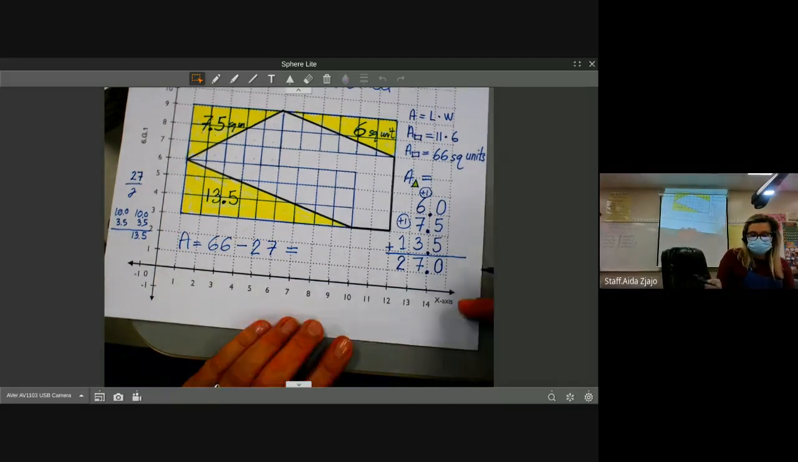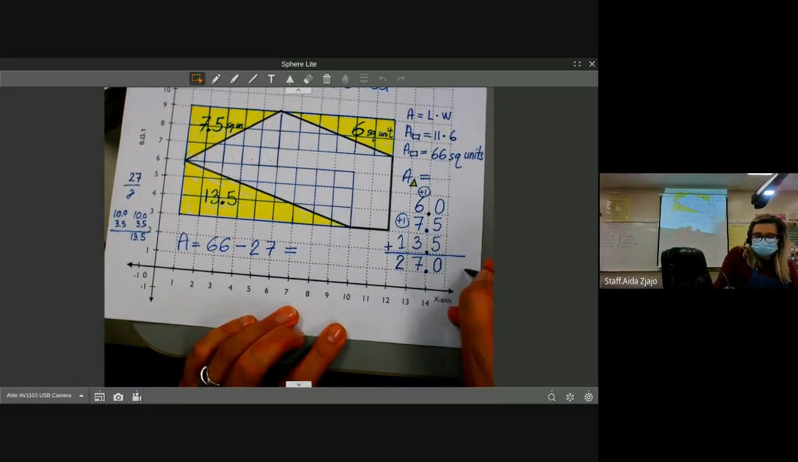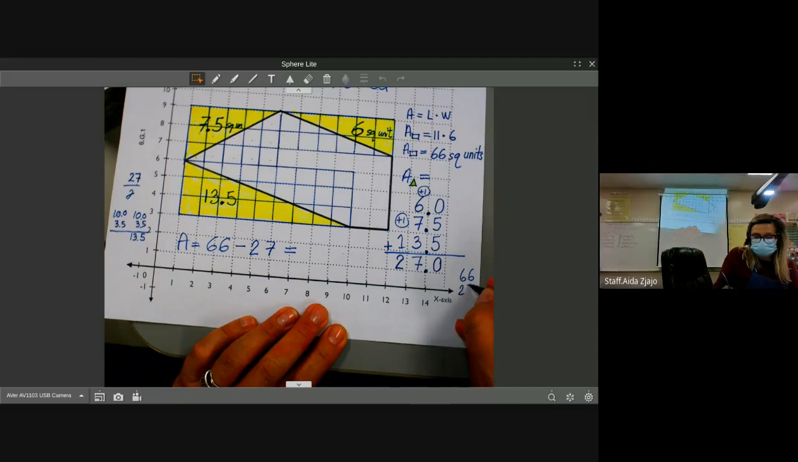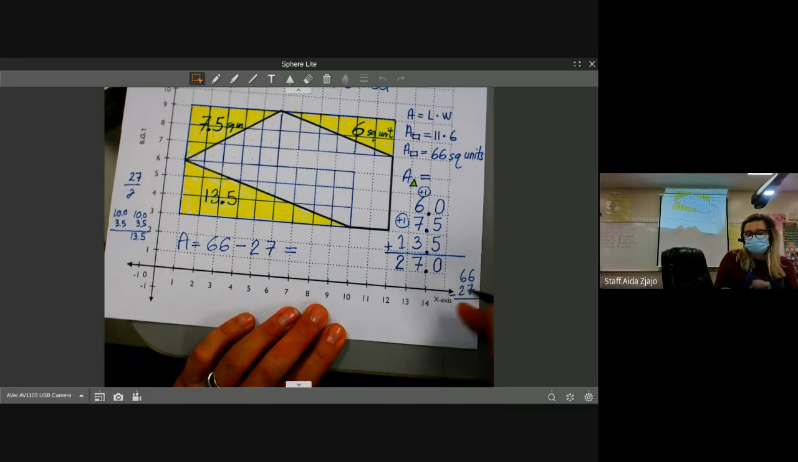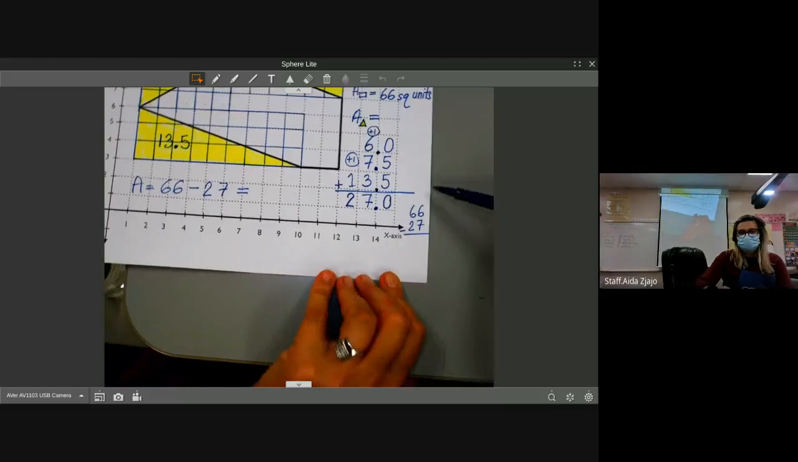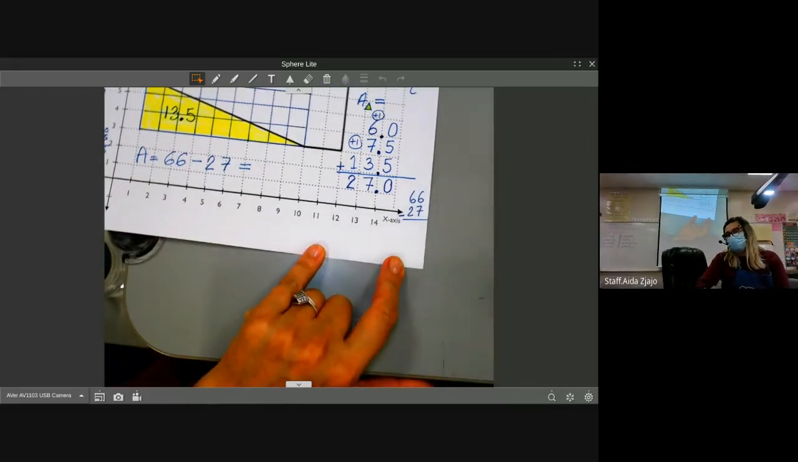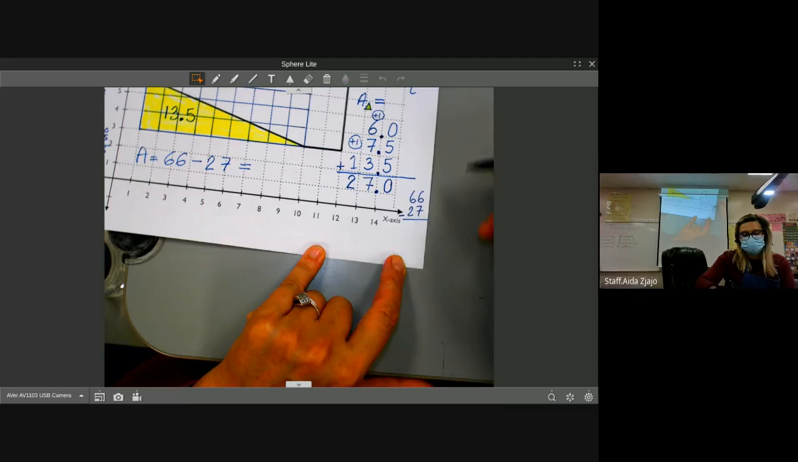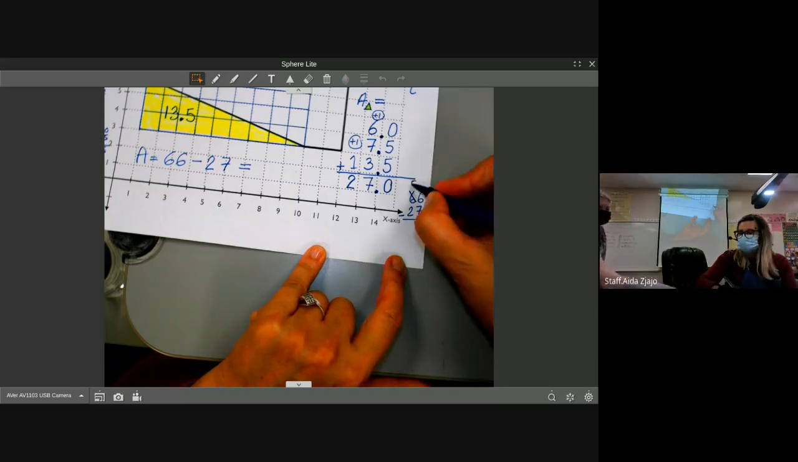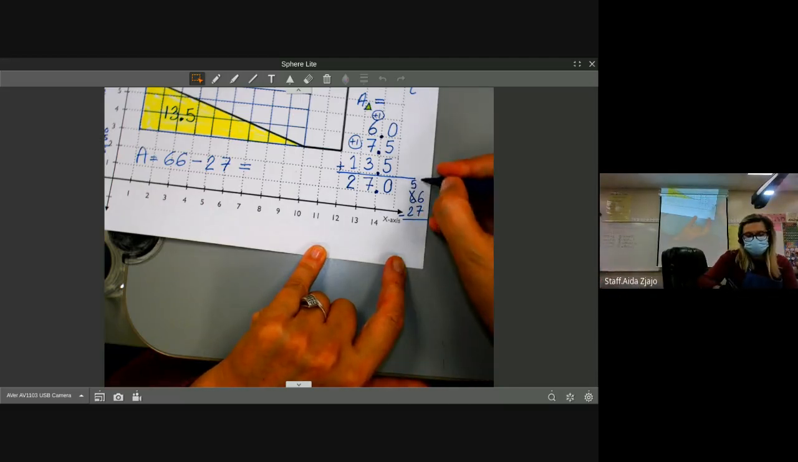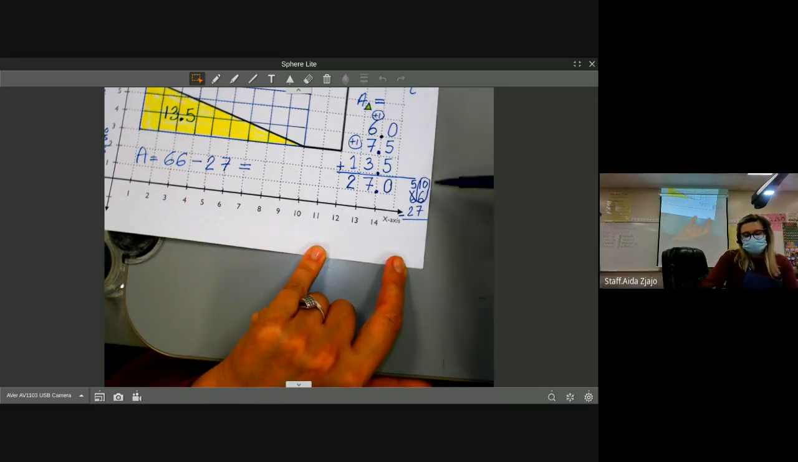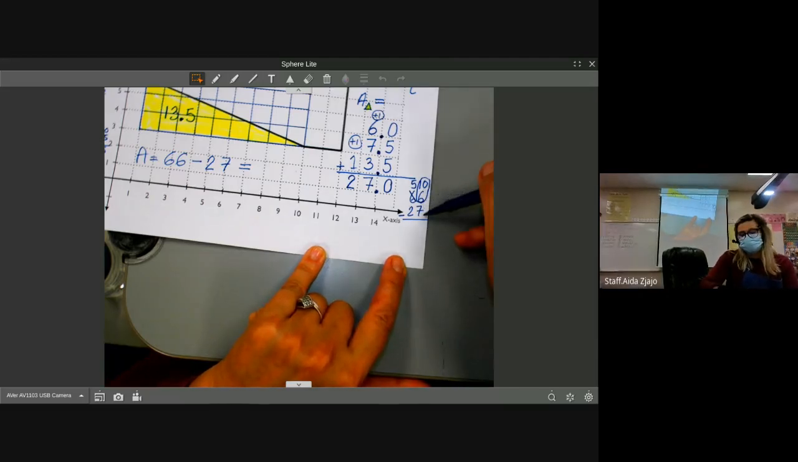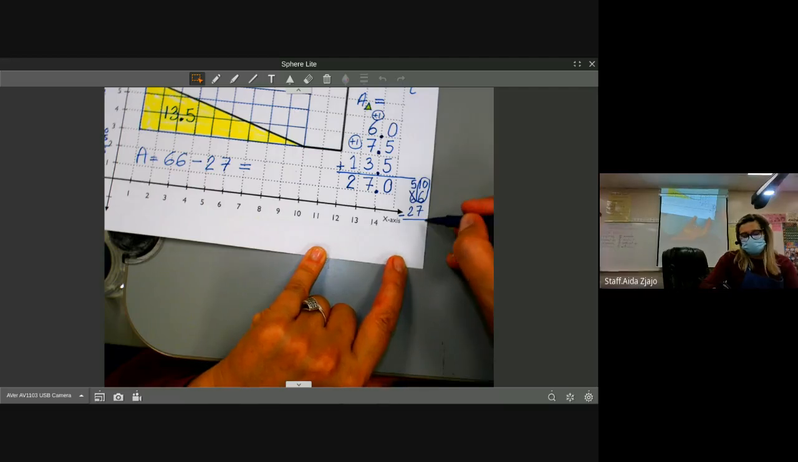Go ahead, you can do it on the side however you like. 66 minus 27. Okay, can I do 6 minus 7? No. Okay, so I need to regroup or borrow. And that will be 10 plus 6 is 16, correct? So now I can give away 7 from 16. If I have 16 and give away 7, how much am I going to get? 9. And then 5 tenths minus 2 tenths.